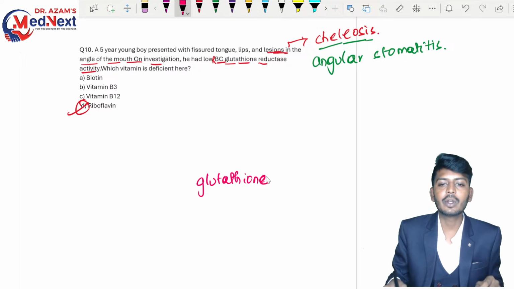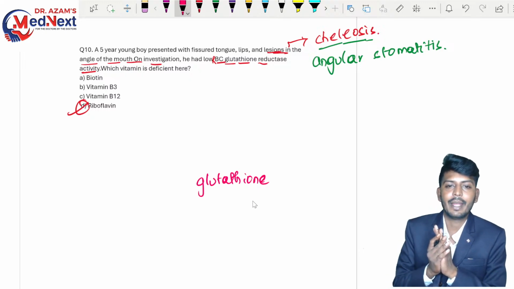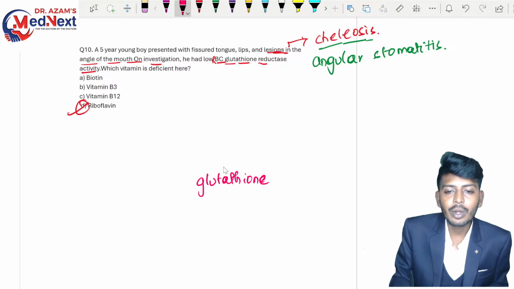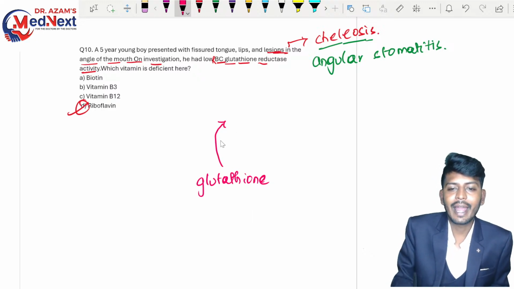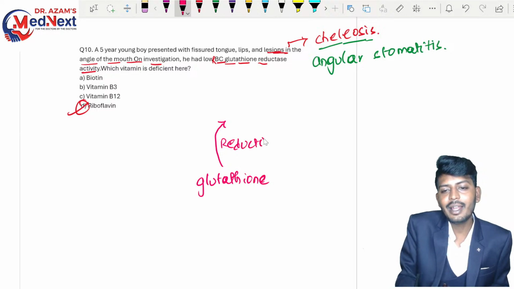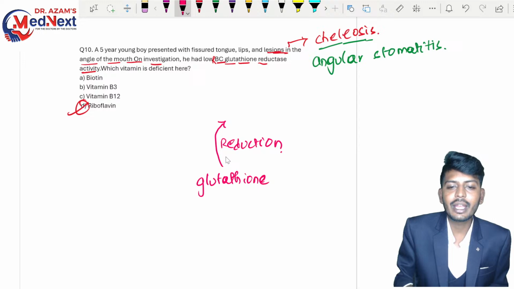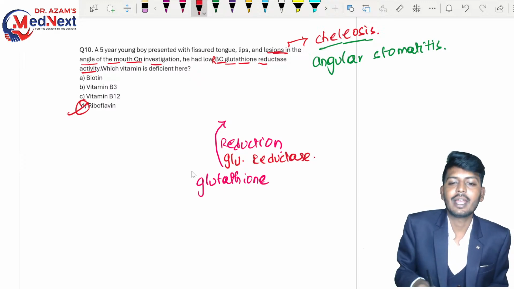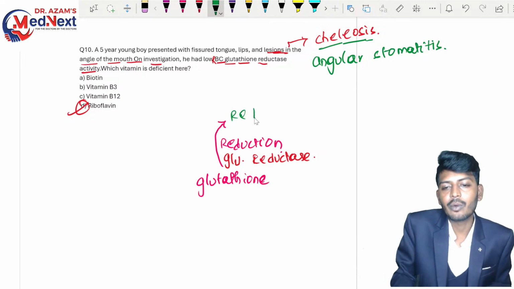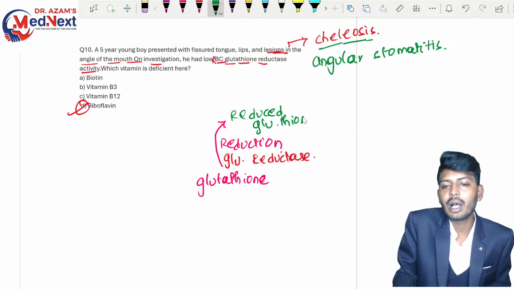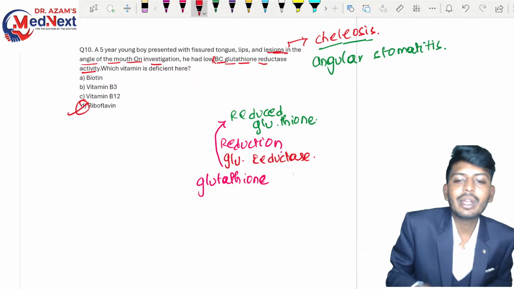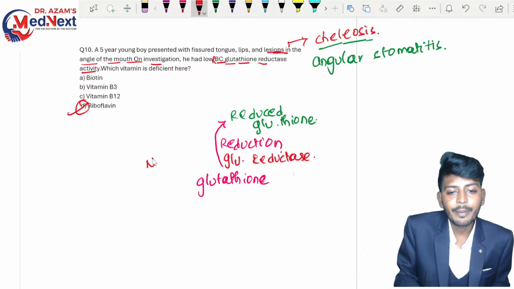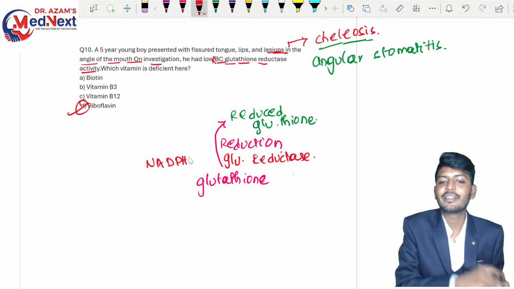So this glutathione, my dear students, what will happen? This glutathione undergoes something called a reduction reaction. बच्चों, what is that? Reduction reaction. ये reduction होने के लिए हमें we require an enzyme called glutathione reductase. What is the name of the enzyme? Glutathione reductase. So we will have reduced glutathione. Okay, now for this purpose only आप लोगों को क्या चाहिए होता है? We will have something called NADPH.